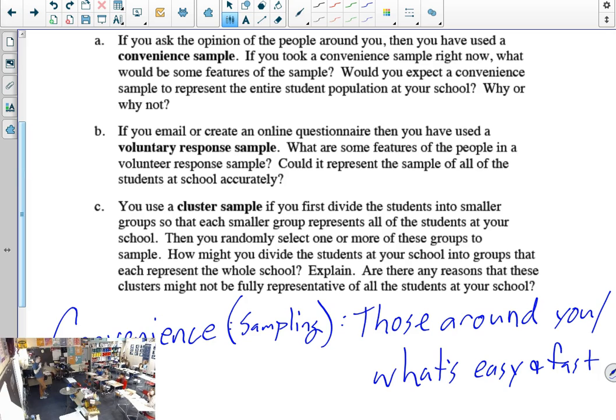So I just want to wrap this together before we move on. Do you think convenience samples tend to end up representative? No, probably not. They could, but probably not, right? Because it's just who's around me, who's easy. Like that's going to create some kind of bias.